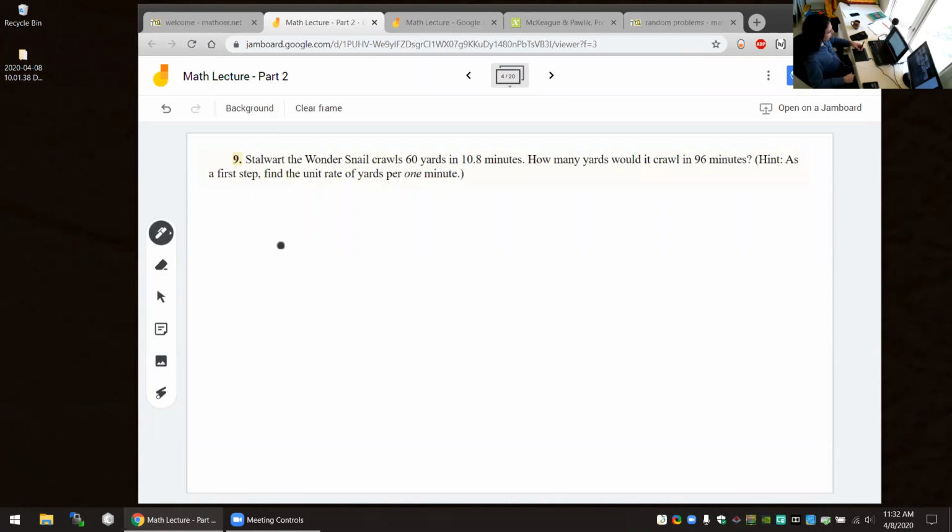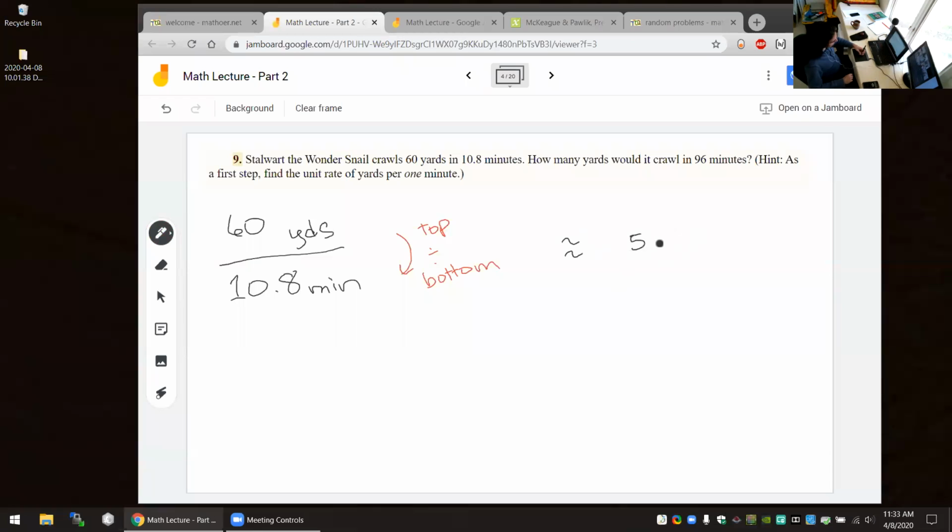So here is a snail. It crawls 60 yards in 10.8 minutes. So we did a bunch of these, top divided by bottom. And 60 divided by 10.8 gives me about 5.6 yards per minute. But that's not what it asked us. It asked us how many yards would it crawl in 96 minutes.